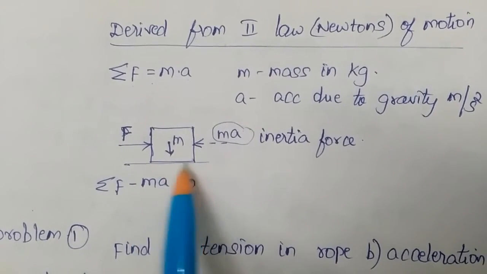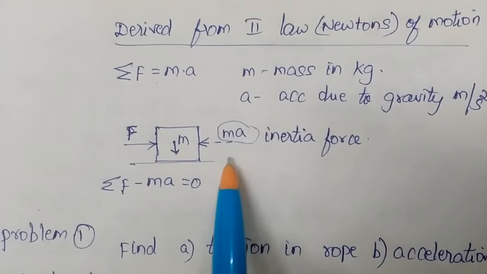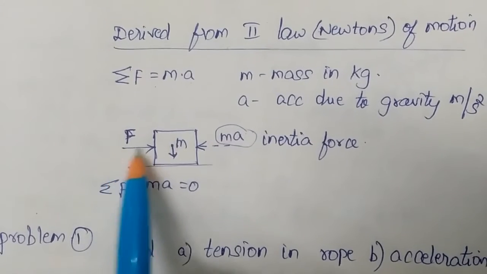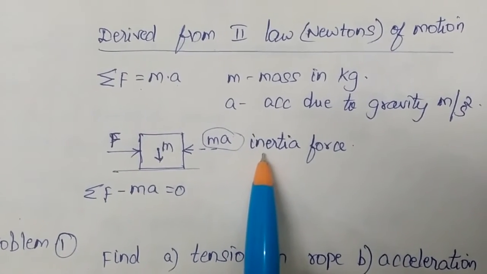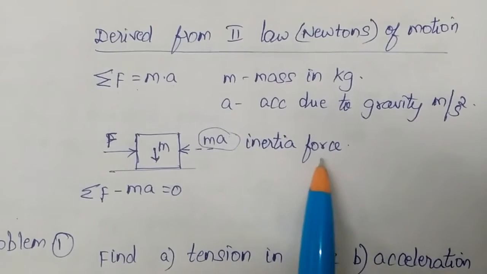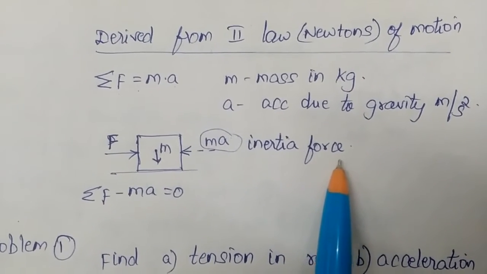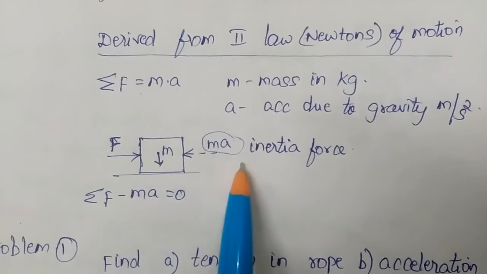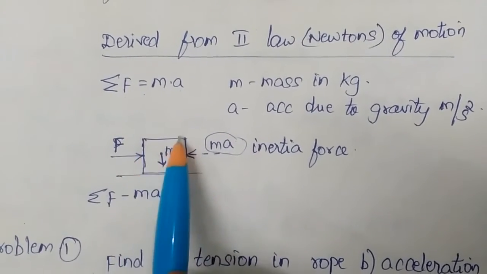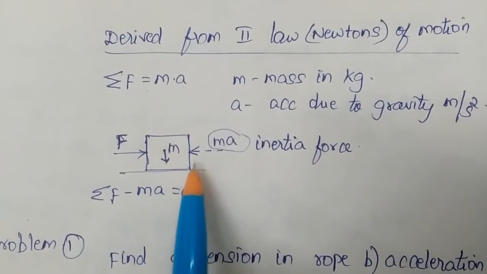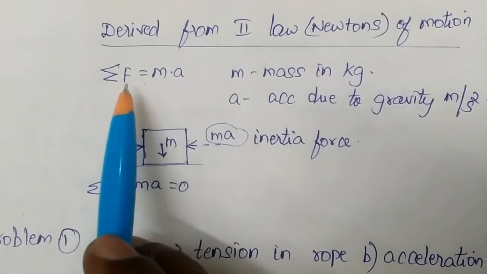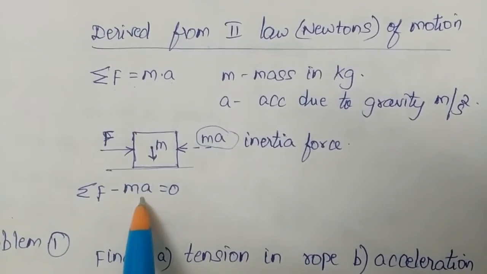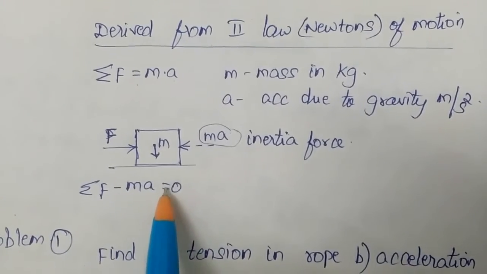Suppose this body is moving in the right side direction due to the application of force F. This ma is the inertia force. This inertia force is said to be the imaginary force which will be acting in the opposite direction of the motion of this body. So simply we can write this equation as F minus ma equal to 0.